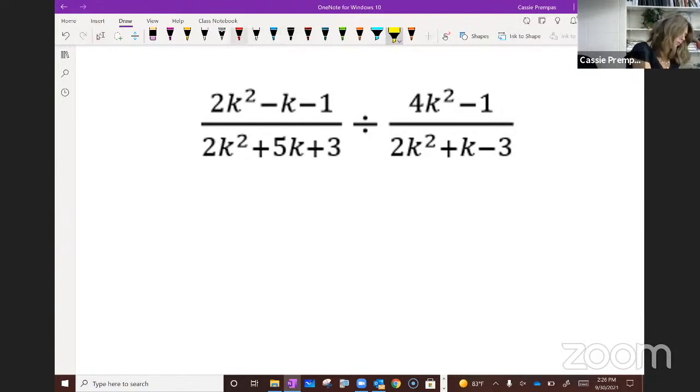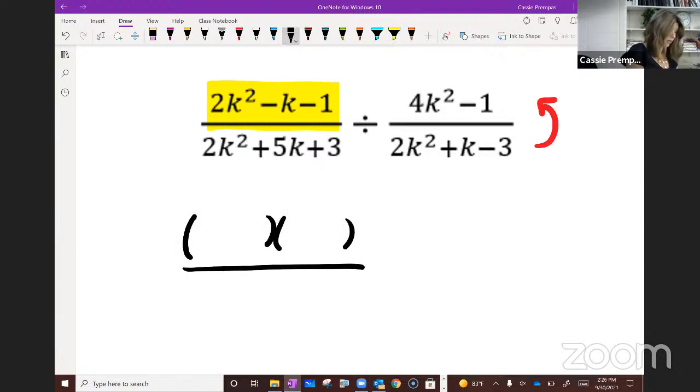Well, we know that we're going to have to multiply by the reciprocal, right? We've done that. So we have to multiply by the reciprocal, but I'm going to go ahead and factor while I do that work. So if I look at 2k squared minus k minus 1, if I factor that down, it's a trinomial, so I know to jump to 2 parentheses. The last term is negative. So am I going to have the same or different signs? Different, good, plus and minus.